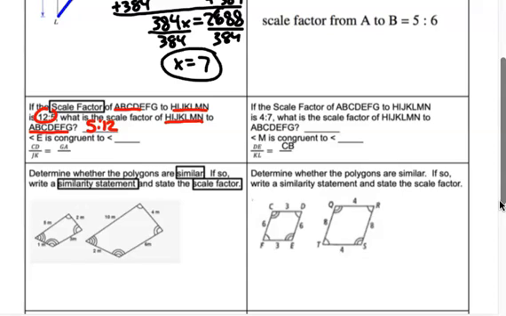Angle E is congruent to blank. Well, angle E is in the fifth spot. 1, 2, 3, 4, the fifth spot here is L, so this is congruent to angle L. CD over JK, here's CD, here's JK, is equal to GA, that's the last letter and the first letter, so we need to do the same thing over here. Last letter is N, first letter is H.